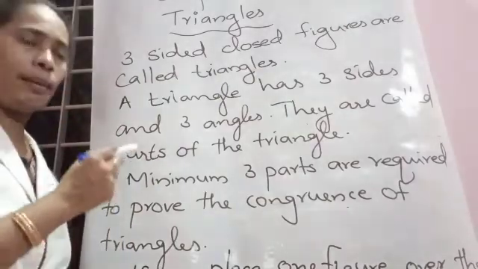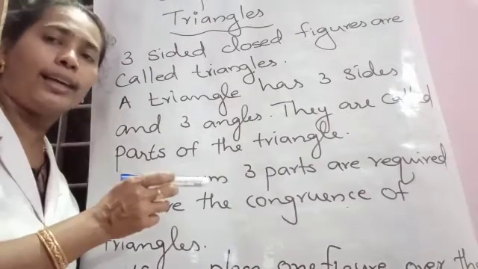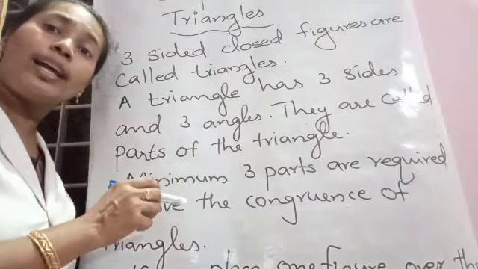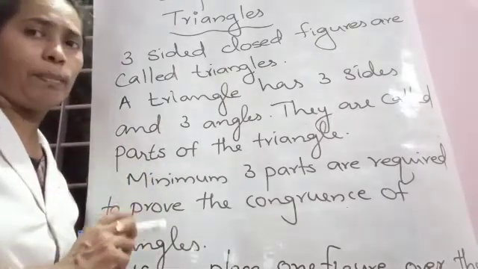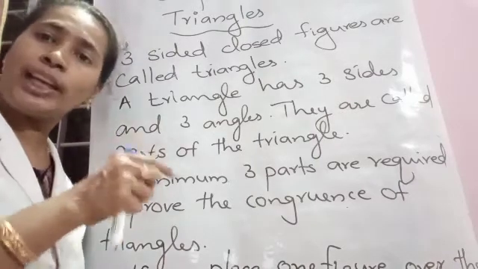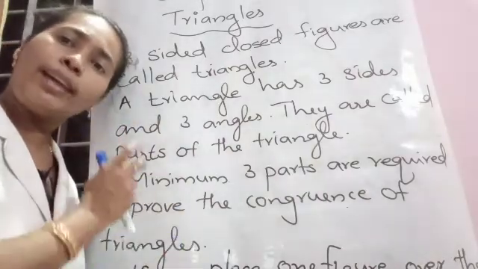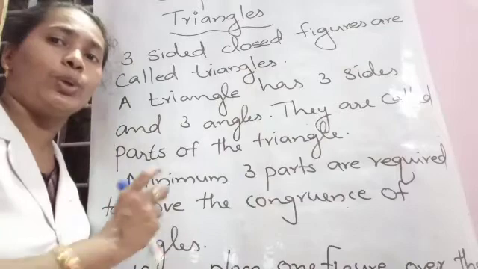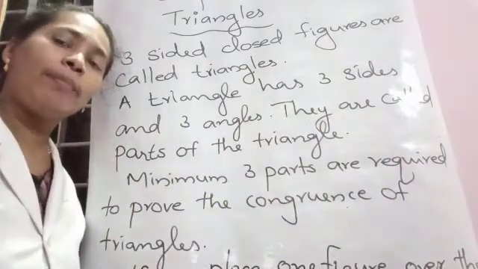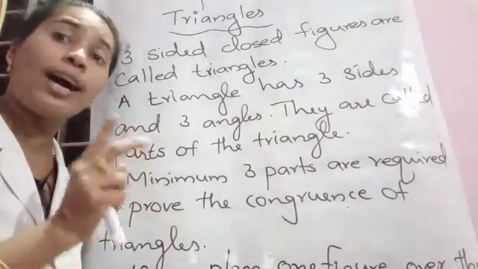Today we are going to study about the three sides and three angles together, which are known as parts of the triangle. Total how many parts are there? 3 plus 3, 6 parts are there. If 6 parts of one triangle are respectively equal to the 6 parts of another triangle, what can we say? The two triangles are congruent.